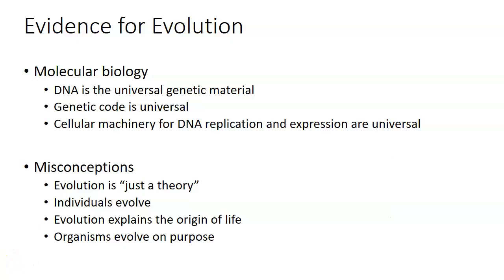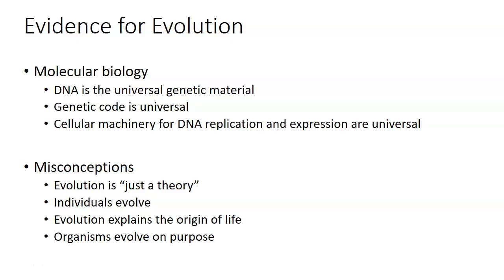So our last line of evidence for evolution is molecular biology. And generally speaking, this is a newer line of evidence. The fossil record and comparative anatomy and all of that has really been around for a while, but molecular biology is really relatively new. And so a couple of things I want to point out.